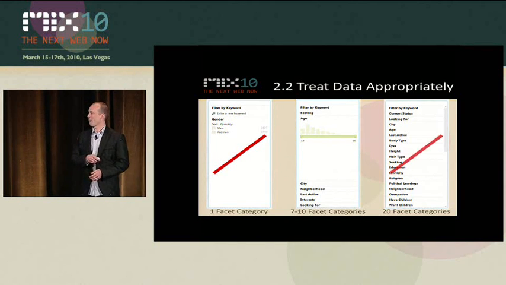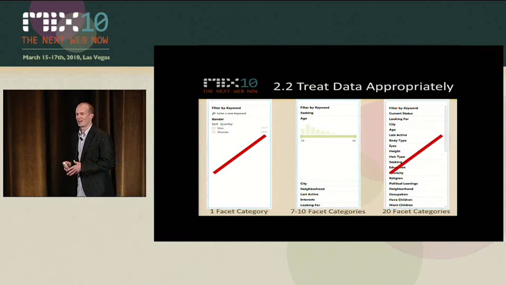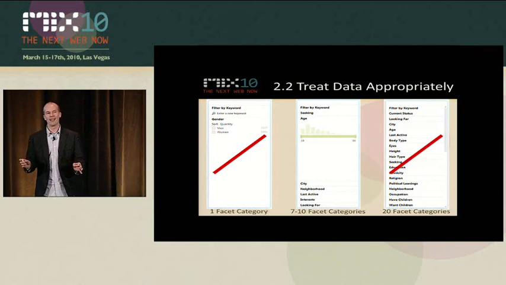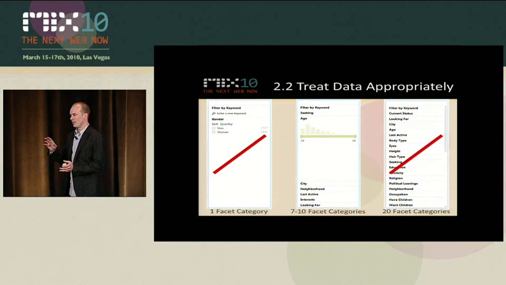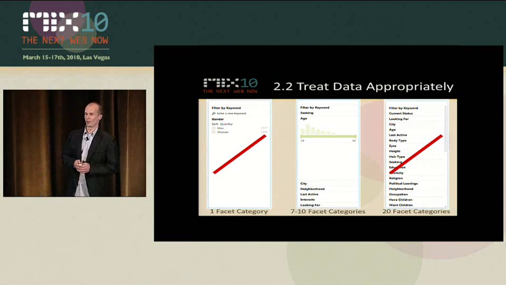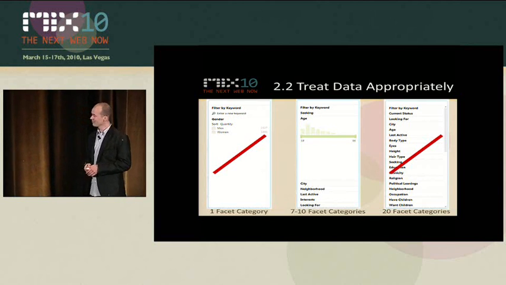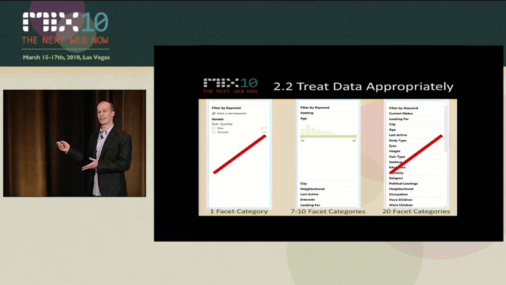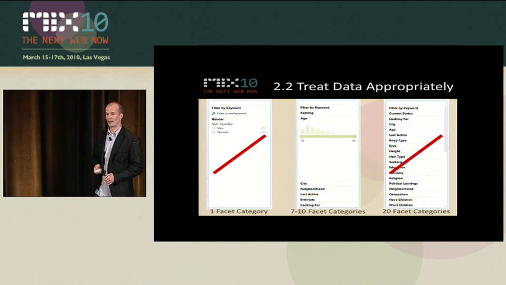And so you don't want to put too much in. It can be overwhelming. 7 to 10 facet categories is the sweet spot. It's enough that you can get immersed in the collection, you can find really interesting relationships between data, but it isn't overwhelming for the user. But again, know your audience. Maybe your audience needs 20 facets to find their soulmate.